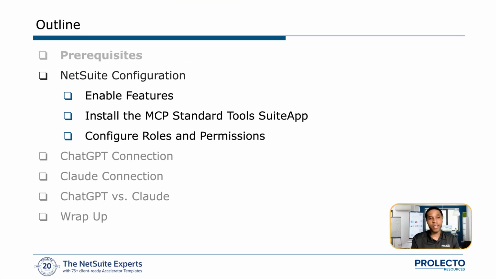There are three aspects to this. First, we need to enable a few features in the NetSuite account. And then we're going to install the MCP Standard Tools SuiteApp, and we'll need to configure at least one role that we'll use to connect the AI applications to NetSuite.